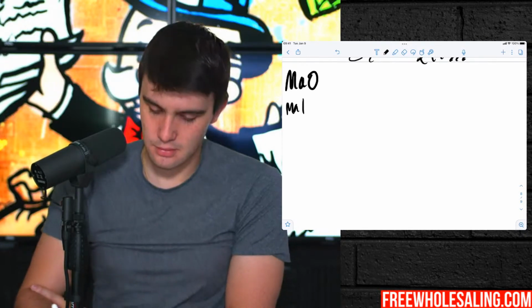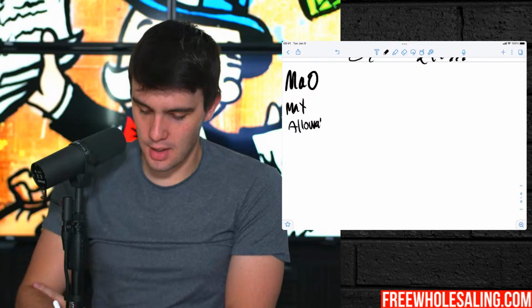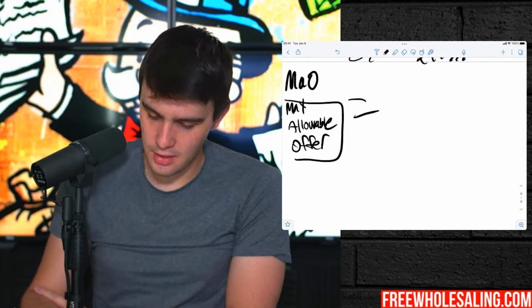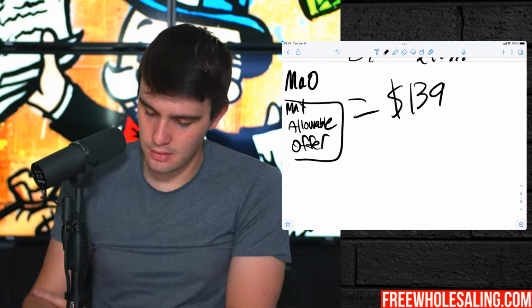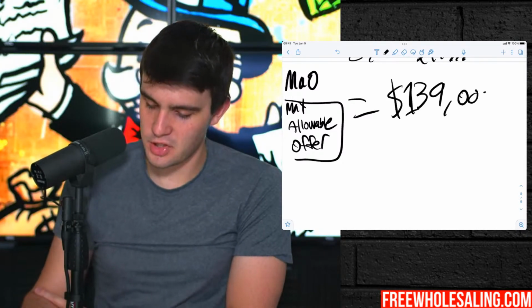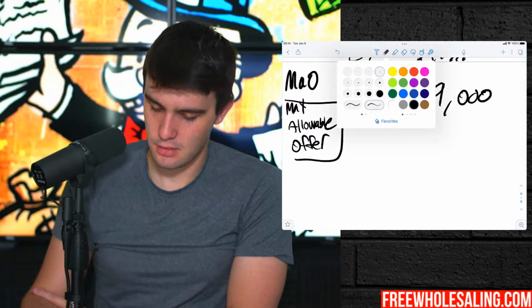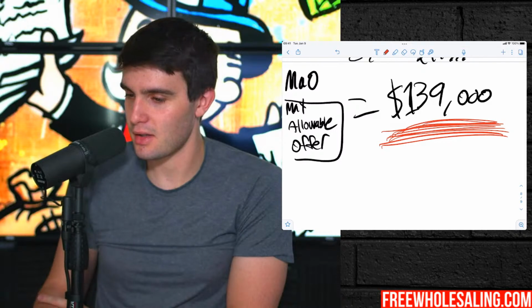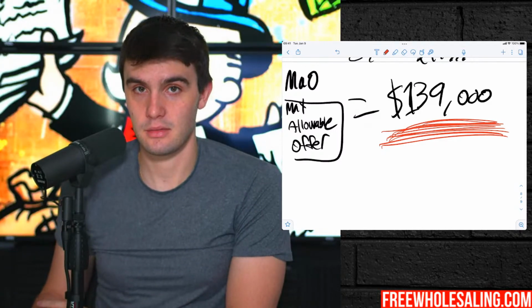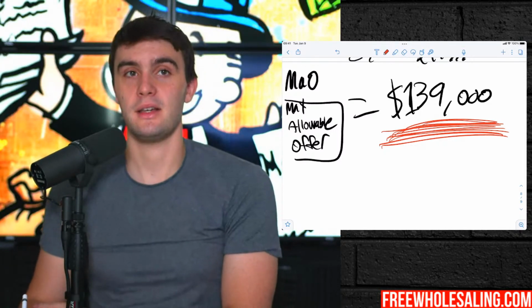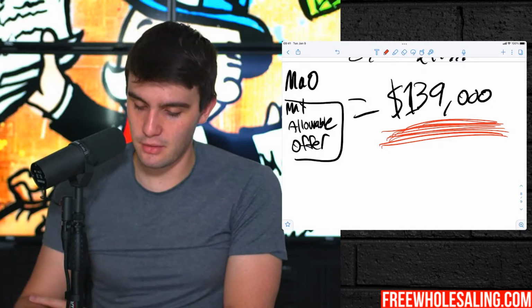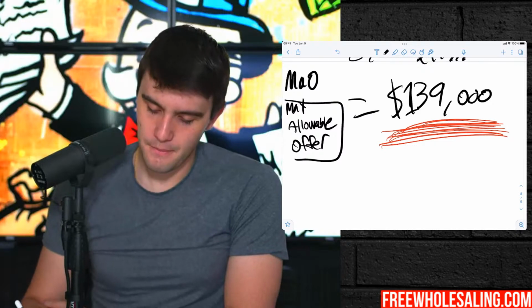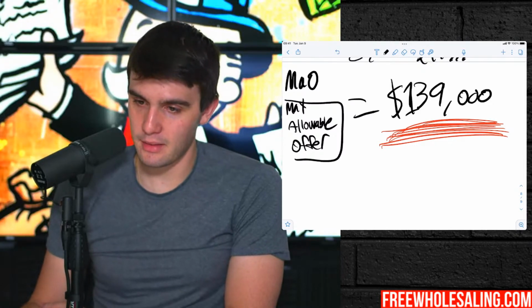All right. So this means, everybody, that our MAO, we just calculated this, our max allowable offer, is going to be $139,000, which means the most I'm going to offer the seller is $139,000. Anything below this is going to be profit. So if I lock it up, most likely with the numbers I'm seeing here, if the offer is 130, I'm going to make about 9K in profit.